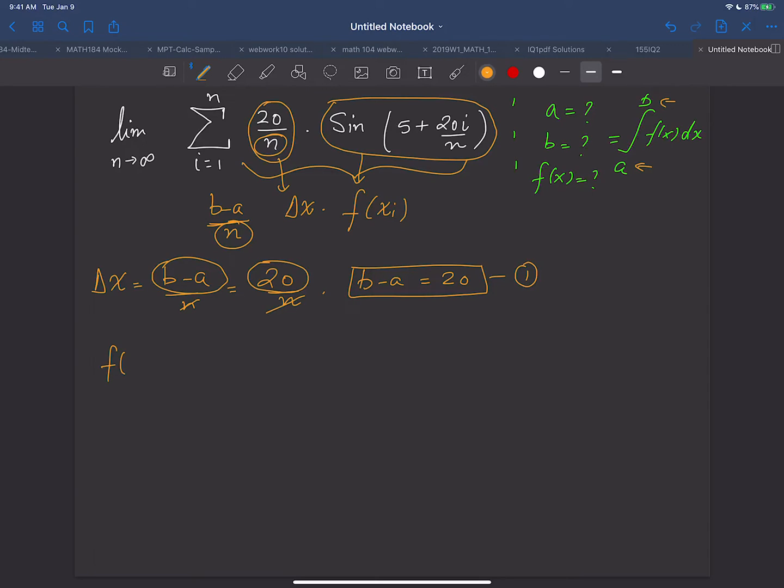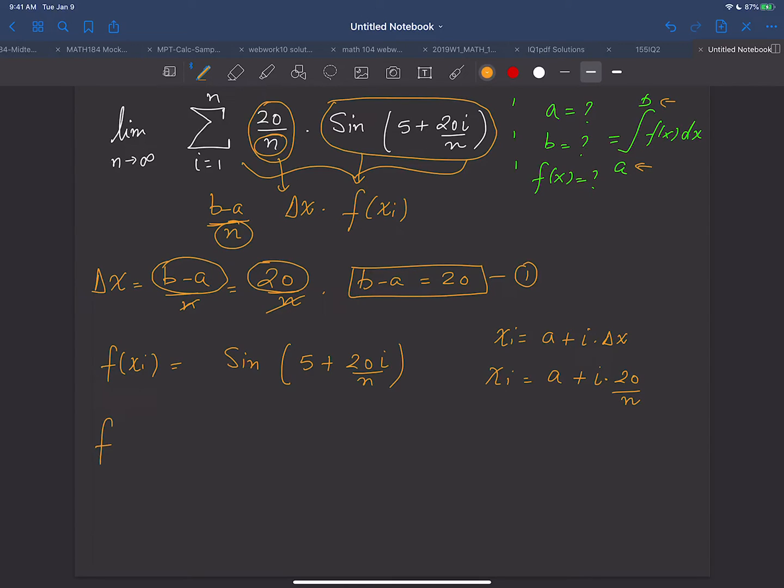You said f of xi is sine of 5 plus 20i over n. Okay? Is this right? So what's xi? xi is just going to be, by definition, a plus i times delta x, right? So we don't know what a is, but we definitely know what delta x is, right? So in our case, our xi needs to look like this. So delta x is 20 divided by n, right?